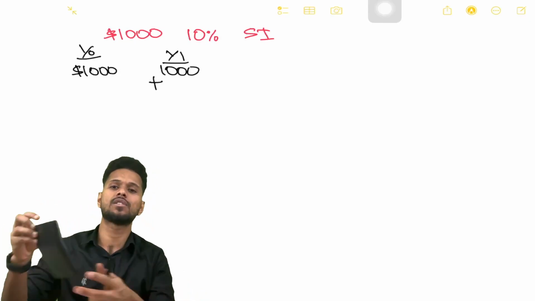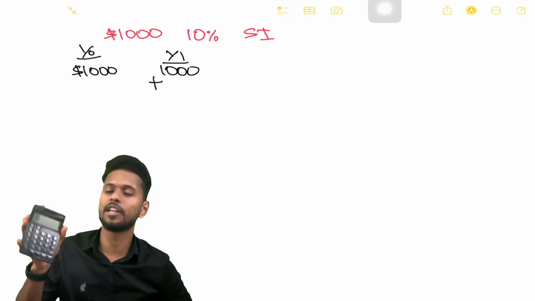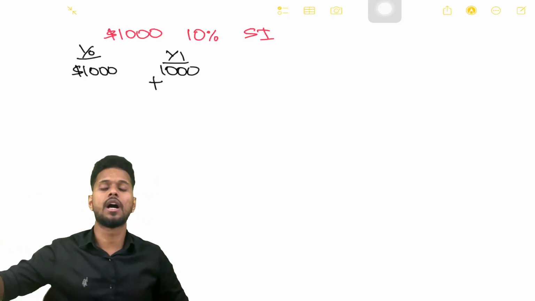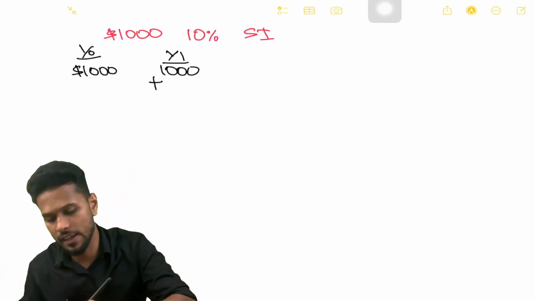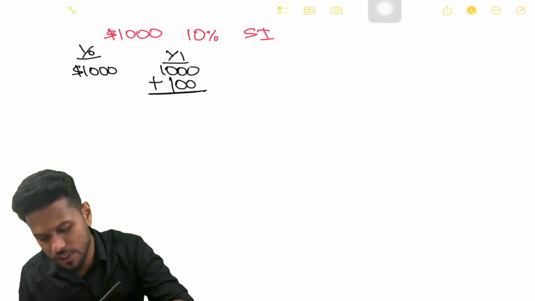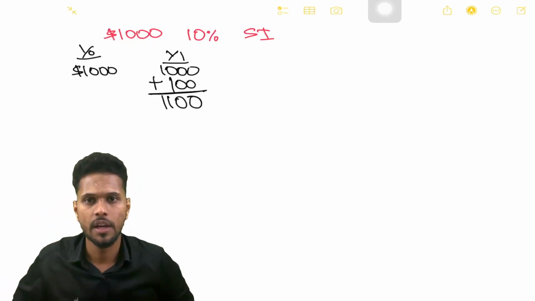So you can do like this, 1000 multiplied by 0.1, you are getting 100. Okay, so in your examination also you can use the calculator. So 10% of 1000, that is 100. So 1000 plus 100, in first year your account balance is 1100. 1100 is account balance after year one.